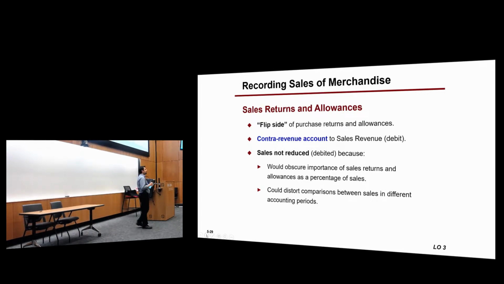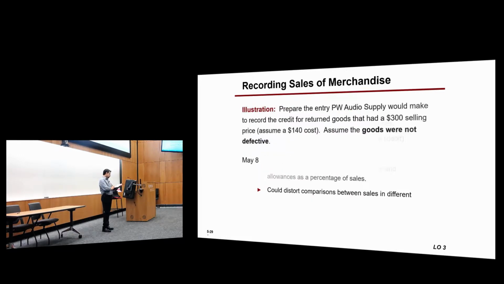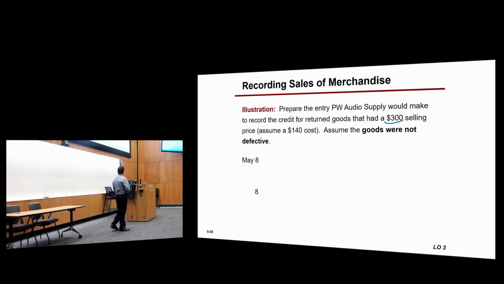So companies keep sales returns and allowances separate from actual sales revenue. It's in a way similar to when the company used the contra asset account for equipment, the depreciation and accumulated depreciation, rather than just decreasing the value of your equipment. So in this case, if you remember, we have $300 worth of products that were returned. Here again, we are assuming that the cost was $140.